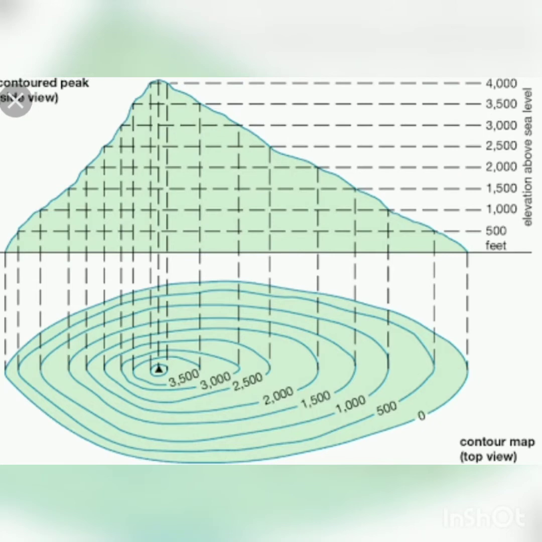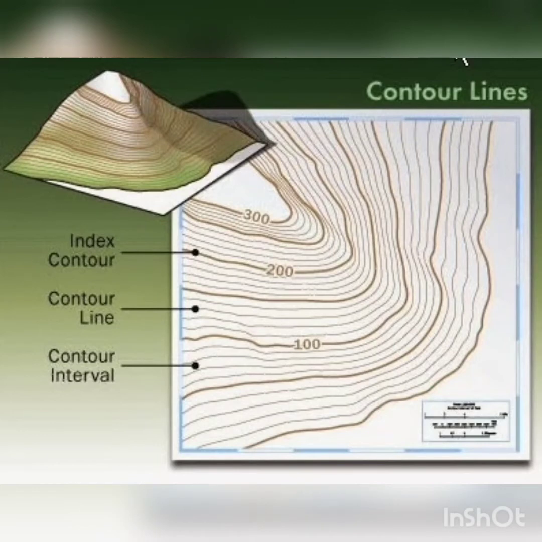There's another figure. You can look here. They have an index contour. They have given contour lines. They have given an interval. Contour interval means the distance between one contour line to another contour line. Okay, so they have given the interval. So index is the main line which they are showing. So these 2 will help you to know what contour lines are.